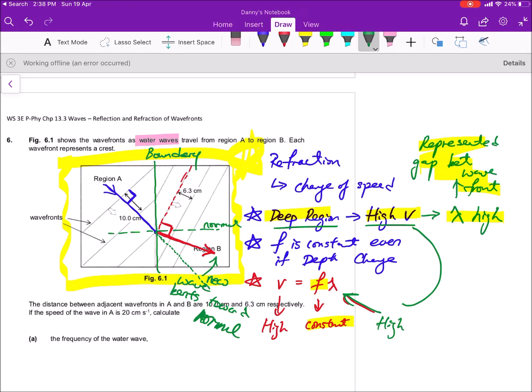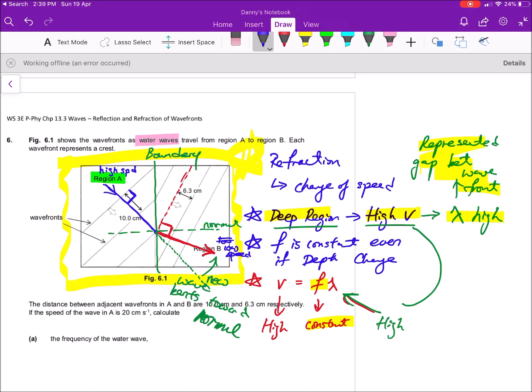It means slowing down, right? When light bends towards the normal, it means that the speed of light has actually slowed down when it enters into an optically denser medium, or into a medium with a higher index. And true enough, just now we said that region A is the deeper region and it is of a higher speed, because deeper region, and this one is lower, a shallow region, so it is low speed, and it agrees with our general understanding of refraction. When a wave slows down, it will bend towards the normal, so it agrees, it checks out.